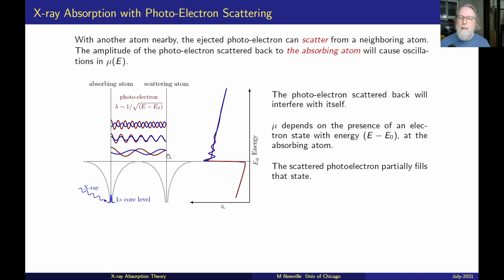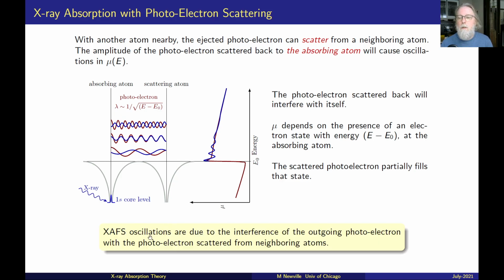As the photoelectrons go out from the absorbing atom, some of them scatter back to the absorbing atom. And that scattering back, or backscattering, to the absorbing atom is what causes the XAFS. The photoelectron scattered back will interfere with itself. So this blue curve, the scattered portion, will interfere with the outgoing portion of the photoelectron, here in red. And that scattered photoelectron partially fills that p state that we're going into. And that's what causes the XAFS.